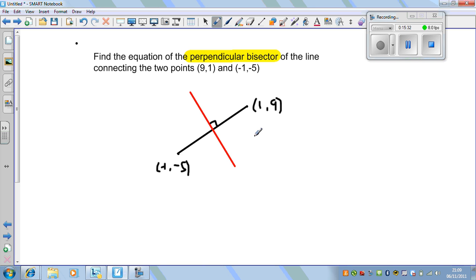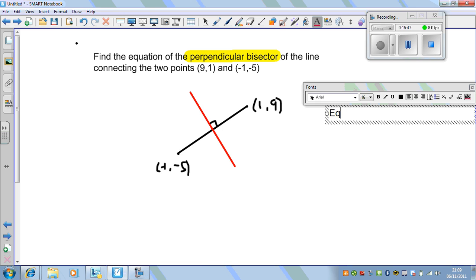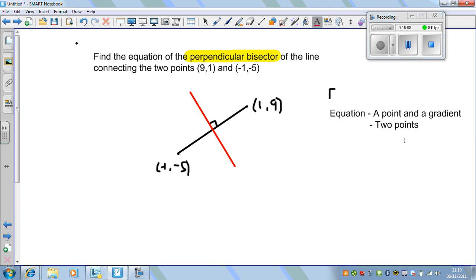Okay, so what do we need here? We need the equation. And for the equation of any line, we need two things. I'm going to type this because my finger's hurting a bit from all this. So for an equation, we need a point and a gradient. That's one way. We could also, to get the equation, have 2 points. So these are our two options.